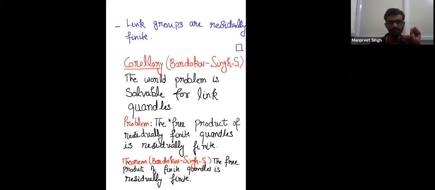Here is one problem: to prove that the free product of residually finite quandles is residually finite. The answer to this problem is affirmative in group theory, but we don't know whether this is true in the case of quandles. We have proved this for finite quandles: if we have a collection of finite quandles, then their free product is always residually finite.